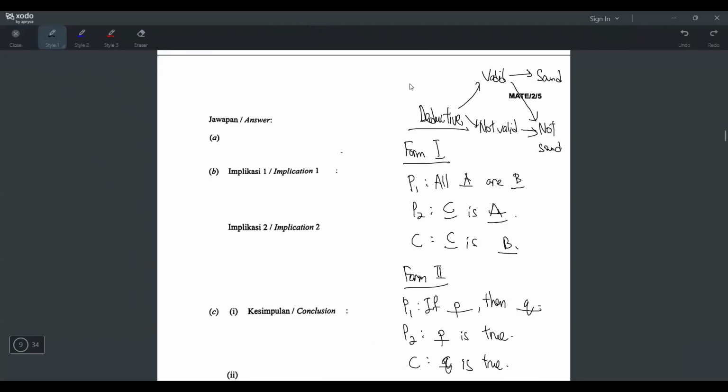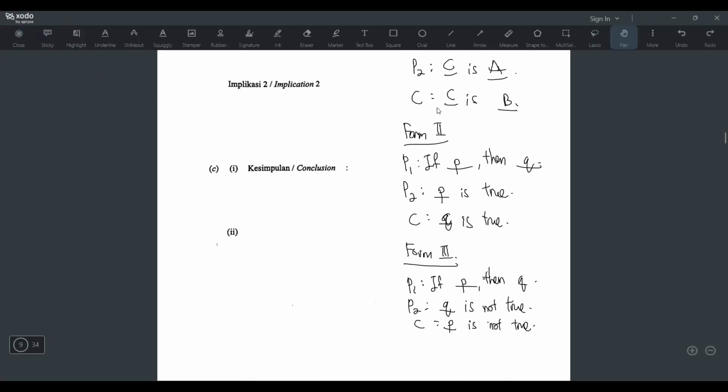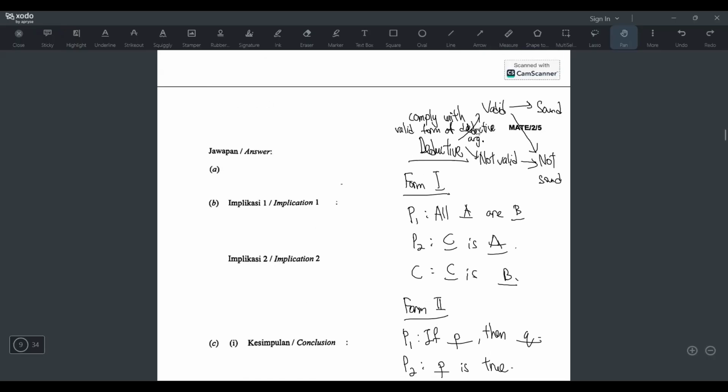Valid is when it, what's the word? I forgot. Comply. Yeah, comply. Comply means follow. So it complies with a valid form of deductive argument. Hope you understand what I wrote here. So if you want to know whether the deductive argument is valid or not, you check whether it follows, or complies with, the valid form. It means you check whether they follow one of these three forms. If yes, then valid. But if it doesn't follow, then it's not valid, right?